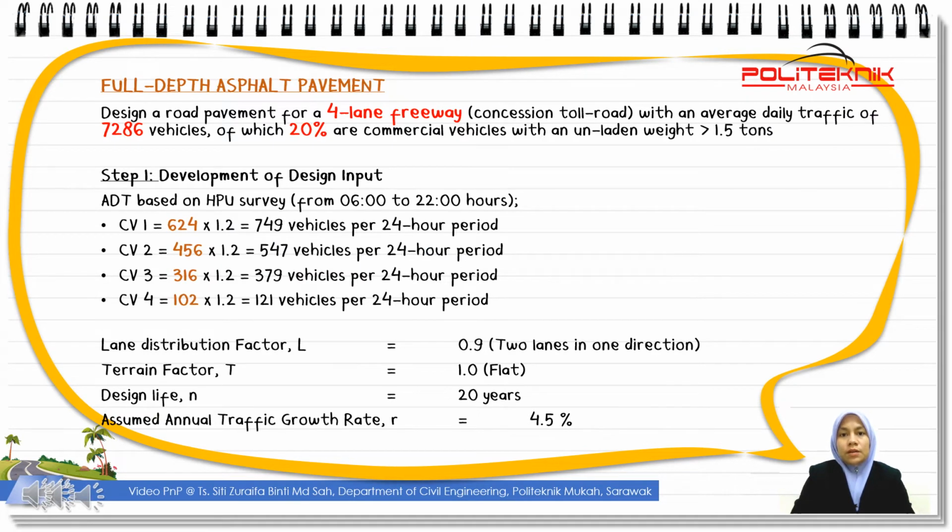This is the example if you consider using full depth asphalt pavement as your type of pavement. From this question, you must determine: A. Initial average daily traffic in one direction, ADT. B. Percentage of commercial vehicles, CV. Because the traffic count covers a time period of 6 to 22 hours, multiply the traffic count reported by HPU with a factor of 1.2.